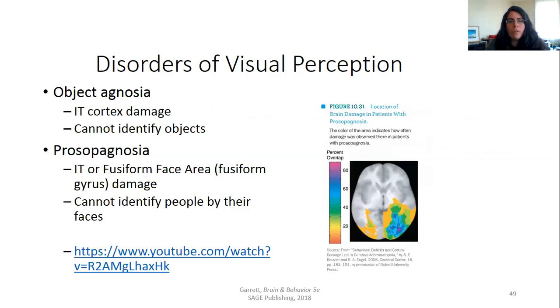Okay, disorders of visual perception. Object agnosia, IT cortex damage, inferior temporal cortex damage. Here you can't identify objects. We talked about that before. The what pathway is damaged. If the fusiform face area is damaged, people cannot identify faces. It's called prosopagnosia, and even people can't recognize their own faces.